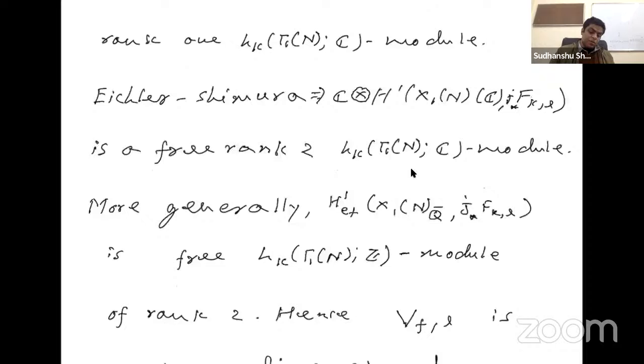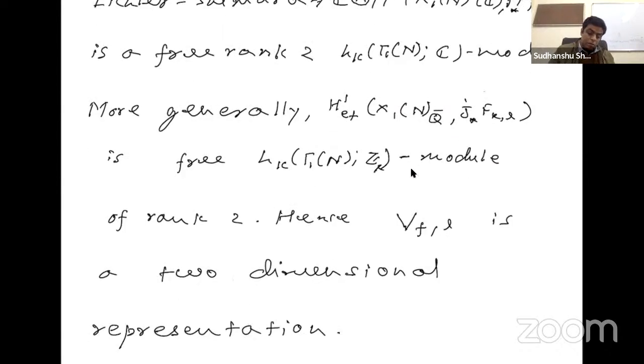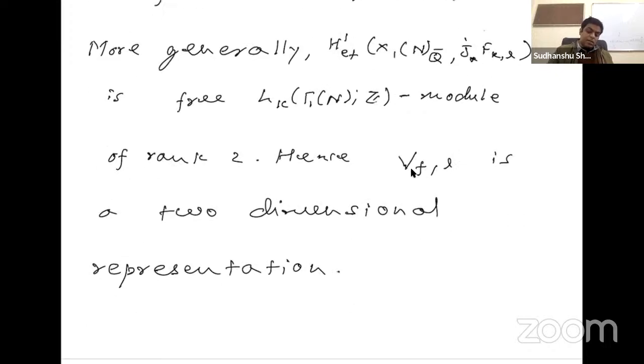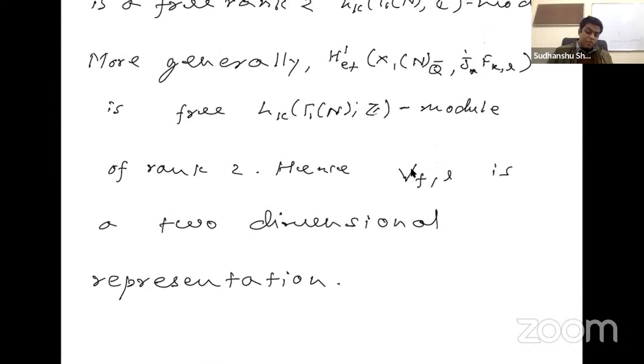In fact, this is happening over C, but it is also true over Z itself. Or maybe I should say here, sorry, it should be ZL, rank 2. Yeah, rank 2, and hence the representation space associated to F and L is also a 2-dimensional representation. This thing is nothing but the tensor product of this with the algebra modulo IF.